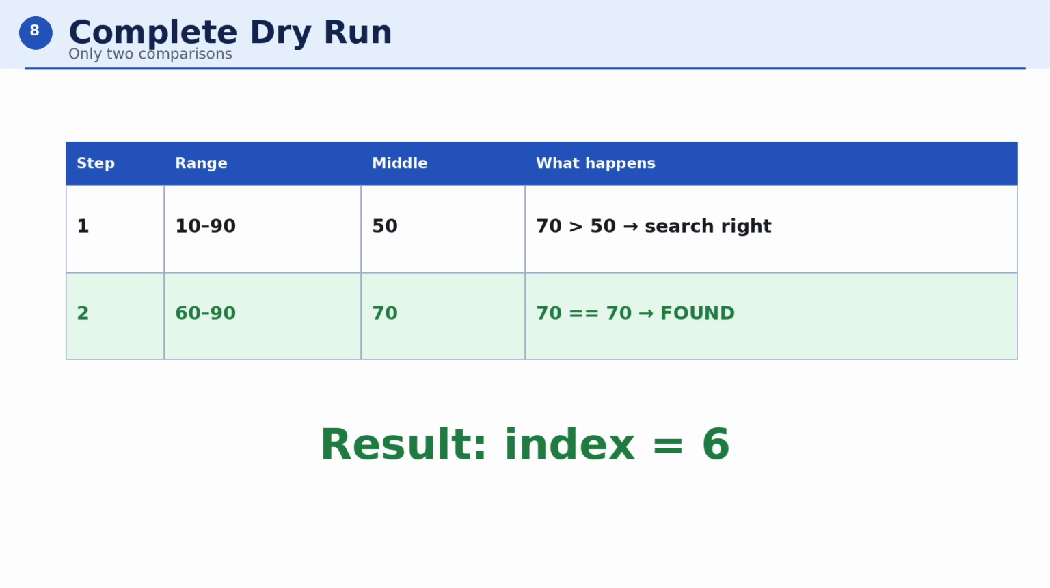Let's pause and look at the entire process. Initially, we had 9 elements. We checked the middle, which was 50. Because 70 is greater than 50, we discarded the left half. Now we had only 4 possible elements.